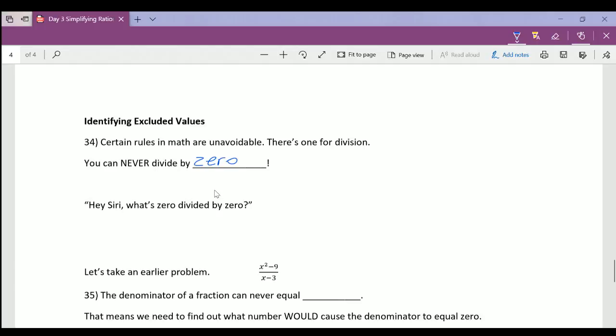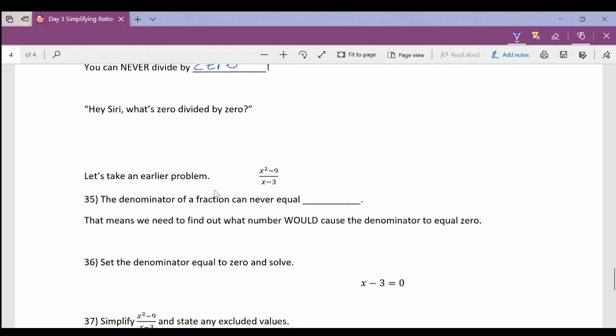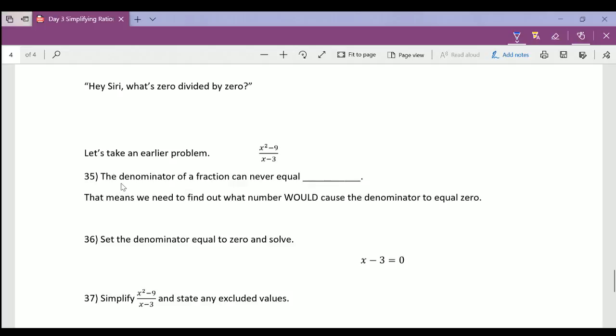Hey Siri, what's 0 divided by 0? She'll give you a cute little answer. I won't play that for you right now, but on your own time, or if you want to look that up, it's kind of neat. The denominator of a fraction can never equal 0, like I just said.